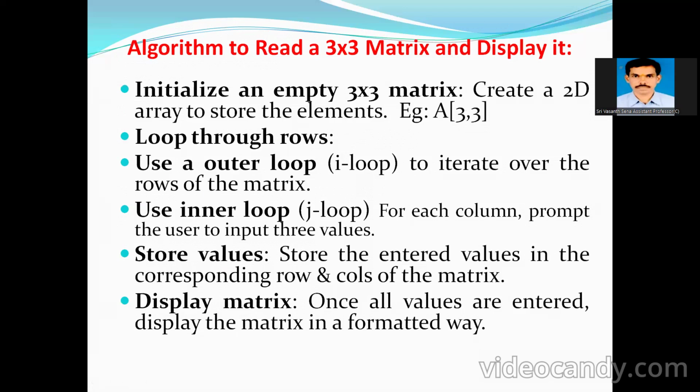Loop through the rows. Use the outer loop, the i loop, to iterate over the rows of the matrix. So always the outer loop or i loop operates on the rows. The inner loop or j loop operates on the columns. The user inputs these values. So the outer loop represents the rows, the inner loop represents the columns. Store these values in the matrix at the corresponding row and column, A[i,j]. Then display the matrix: once all values are entered, display the matrix in a formatted way.